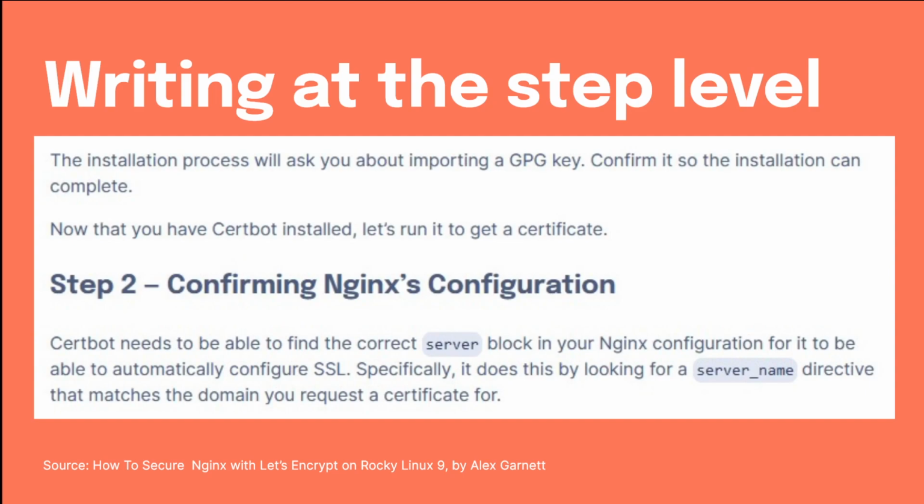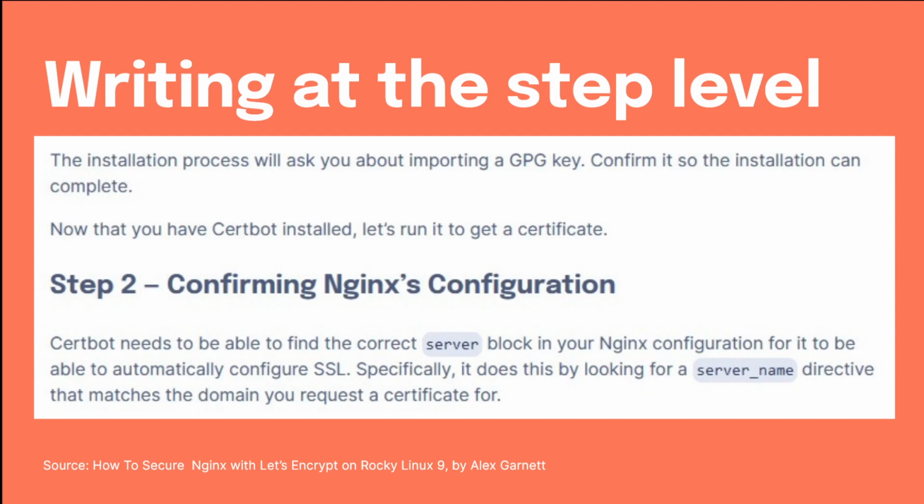So that tells you what was just accomplished. Certbot is installed, and it tells you what you're going to do next. You need to run it. Notice that we're talking about verbs here: installed and run. So the next step title is confirming the configuration. Now, it won't be immediately clear to the reader what that has to do with getting a certificate. So the very next sentence tells them exactly why. You need to be able to find the correct server block in your configuration to configure SSL.